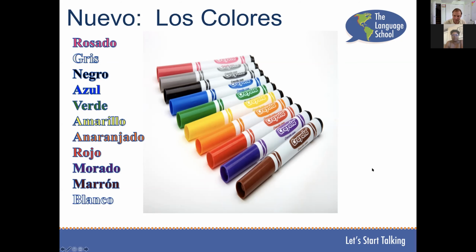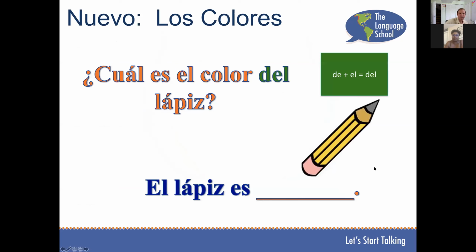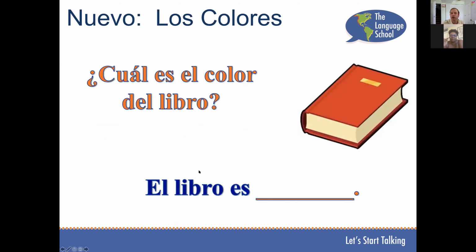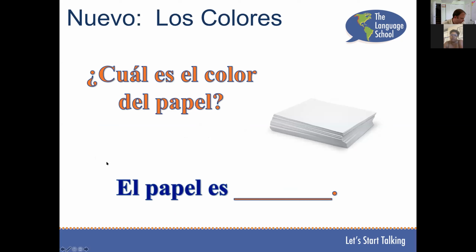Good. ¿Cuál es el color del lápiz? El lápiz es amarillo. ¿Cuál es el color de la computadora? La computadora es negra. ¿Cuál es el color del libro? El libro es rojo. ¿Cuál es el color del papel? El papel es blanco.